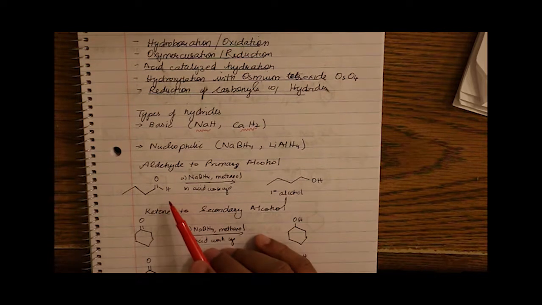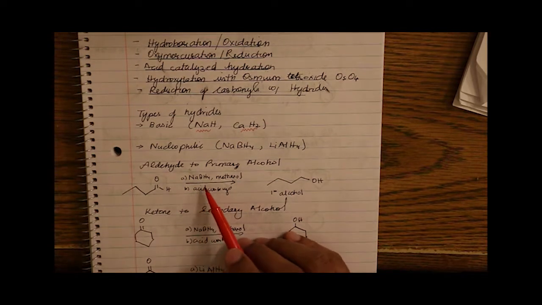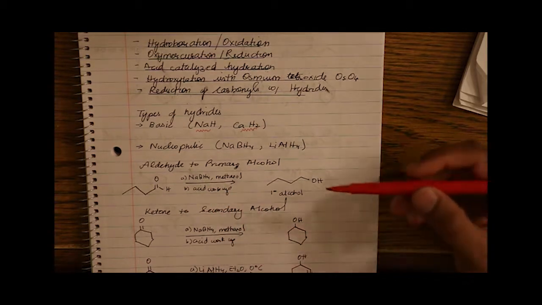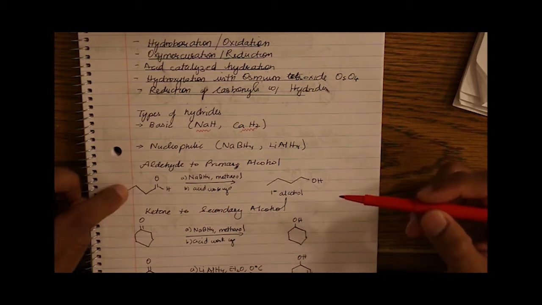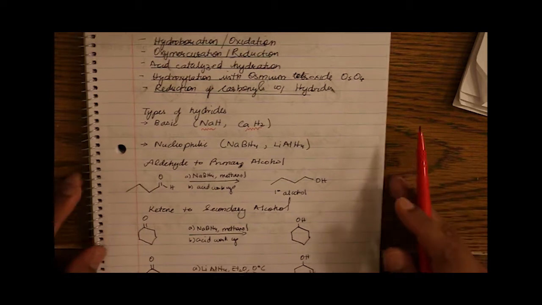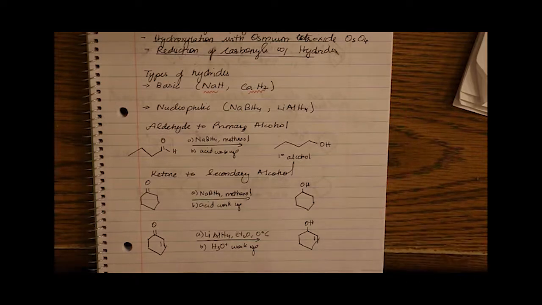C double bond O, and we reduce it in the presence of sodium borohydride, methanol, and an acid workup, and we get a primary alcohol. So aldehyde to primary alcohol. Ketone to secondary alcohol. Notice, same reducing agent, sodium borohydride, methanol, plus the acid workup.